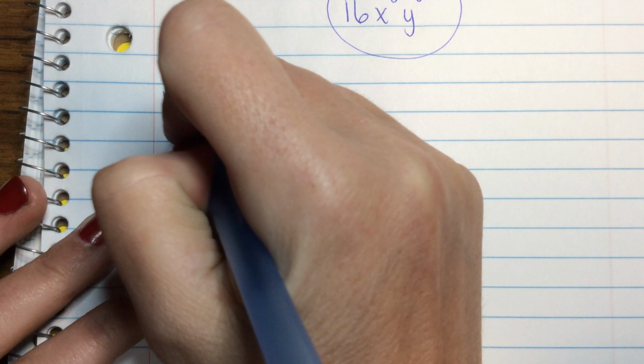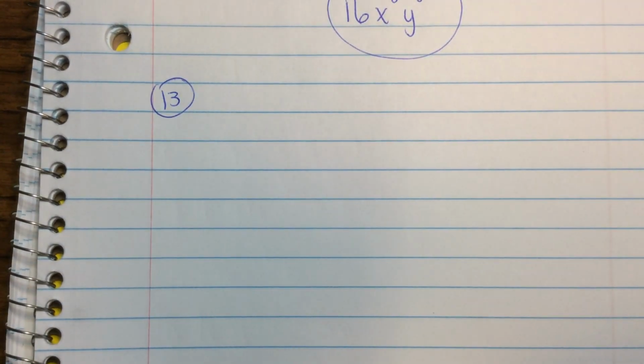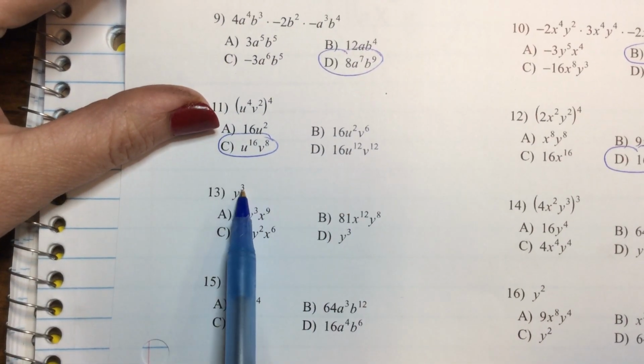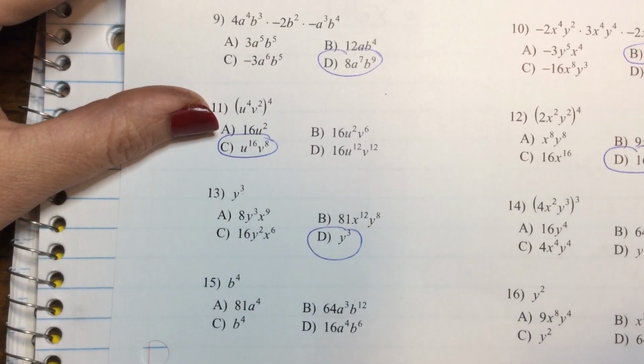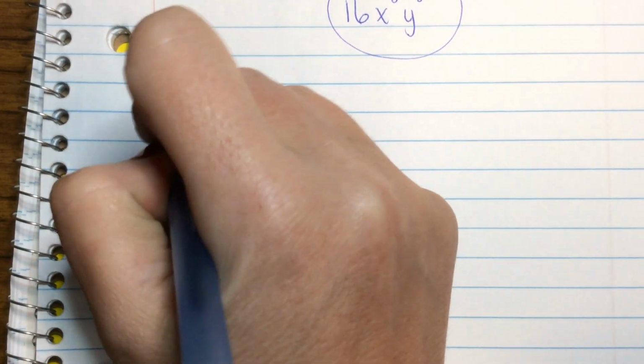Number 13. Oh, number 13 is one of the weird ones. I don't even know what to say. I don't know why it generated these. There's a couple of them. It doesn't do anything. Like, it's y to the 3rd, but it's not being multiplied by anything. So the answer is just y to the 3rd. I'm not even going to bother writing that one down. So we're going to skip to 14.